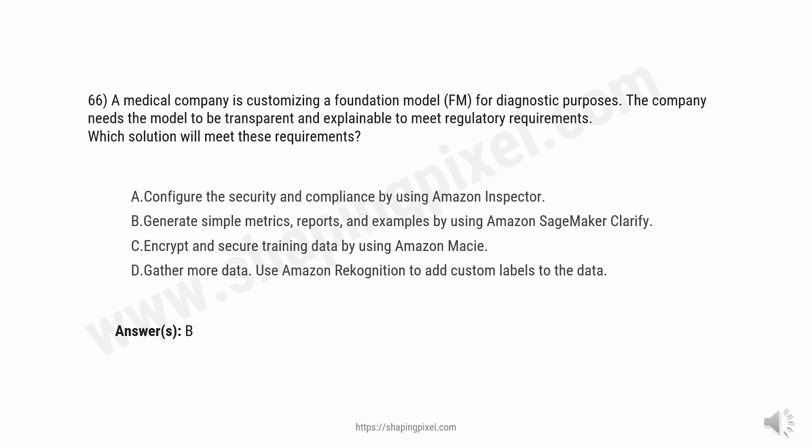And the correct answer is option B. Generate simple metrics, reports, and examples by using Amazon SageMaker Clarify.